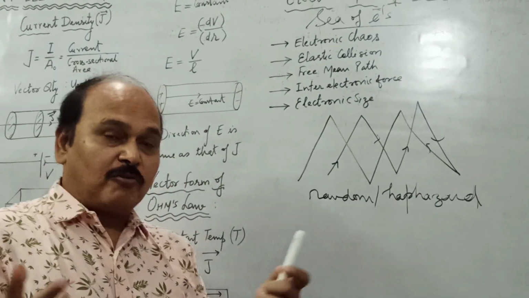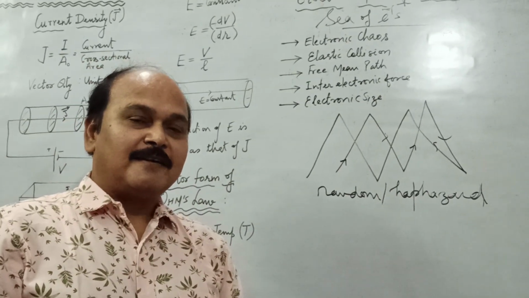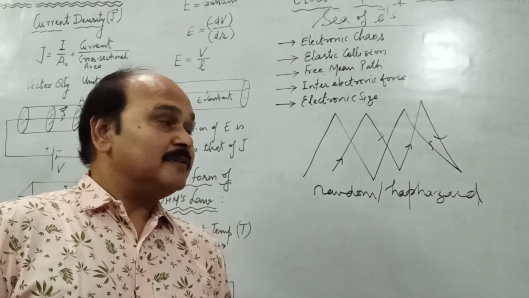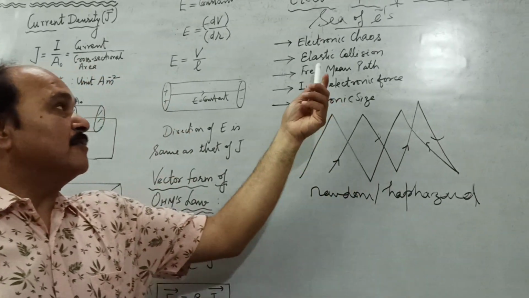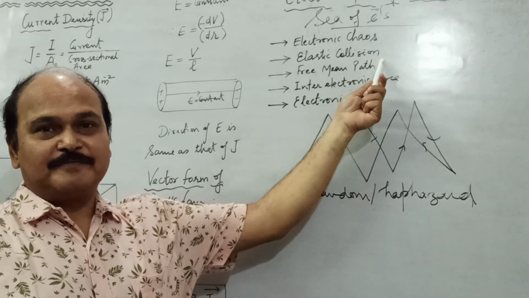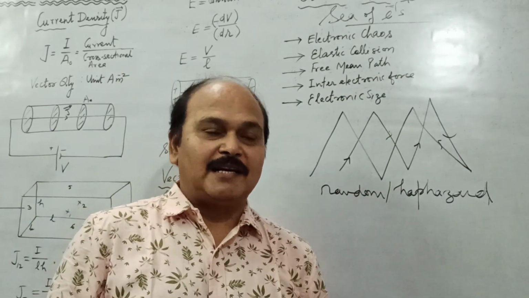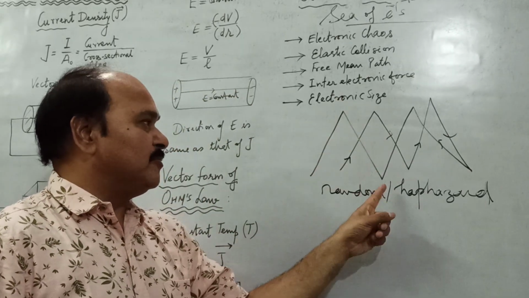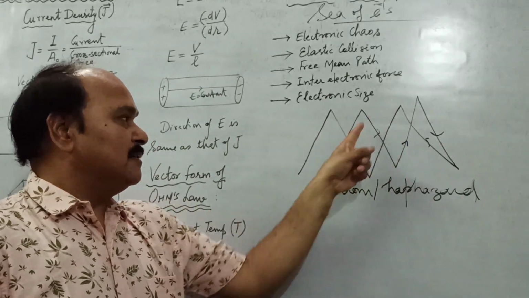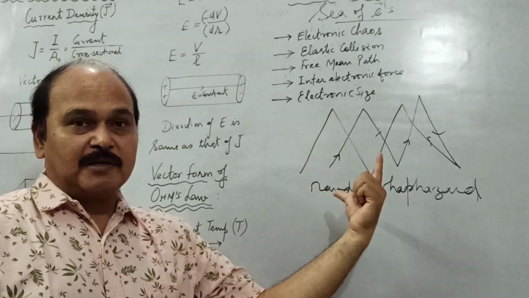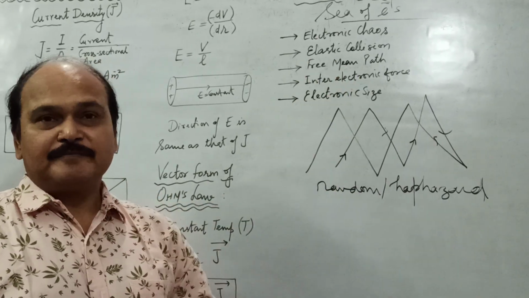And while moving, they collide among themselves and with the positive nucleus. All the collisions are elastic in nature. And in between two collisions, electrons move along a rectilinear path, a straight line path. This is a straight line path in between two consecutive collisions. The average value of these straight line paths is called the mean free path.